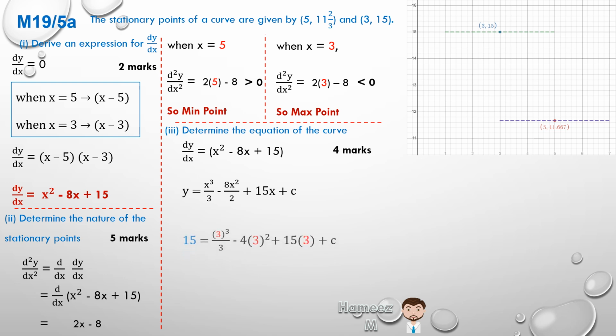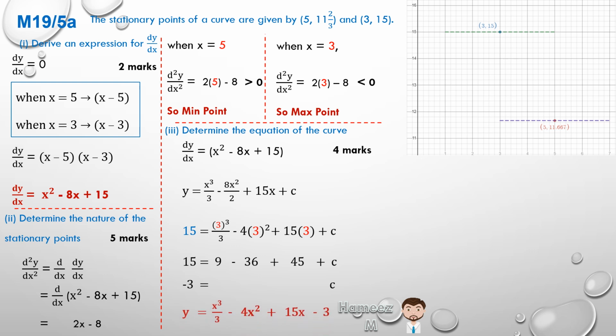So that will give us 15 is equal to 3 cubed over 3 minus 4 by 3 squared, because 2 into 8 is 4, plus 15 by 3 plus c. 3 cubed is 27, 3 into 27 is 9, minus 3 3s are 9, 4 9s are 36, 9 minus 36, plus 5 3s are 45, plus c. And 9 minus 36, 9 plus 45 is 54, 54 minus 36 is 18. So 15 minus 18 is minus 3, which is equal to c, the constant of integration. As such, y is equal to x cubed on 3 minus 4x squared plus 15x minus 3.